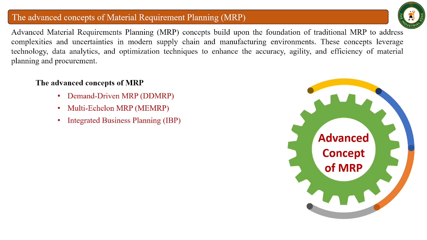The next advanced concept is integrated business planning, in short IBP. Integrated business planning integrates various planning functions, including financial planning, sales and operation planning, and supply chain planning, to align strategic objective with operational execution. IBP uses advanced analytics to simulate different scenarios and make informed decisions that balance demand, supply, and financial goals across the organization.